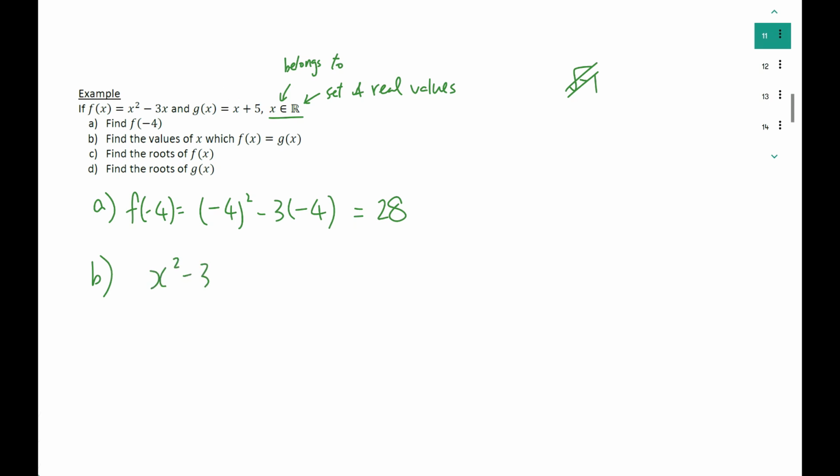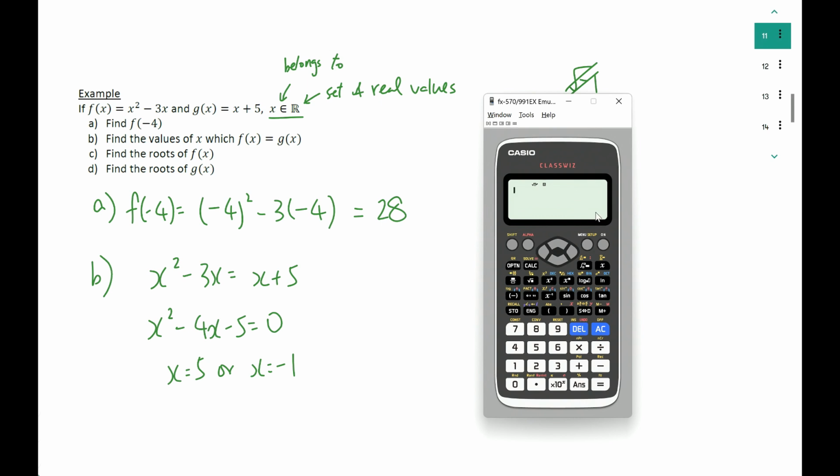So we know f of x equals g of x means we solve the equation. It's a quadratic, so we move everything to one side and solve it. So x squared minus 4x minus 5 equals 0. If you have the calculator, you can use it to solve it, and I'm going to show you how. But if you don't, just do normal factorizing and solving, and you should get x equals 5 or x equals minus 1.